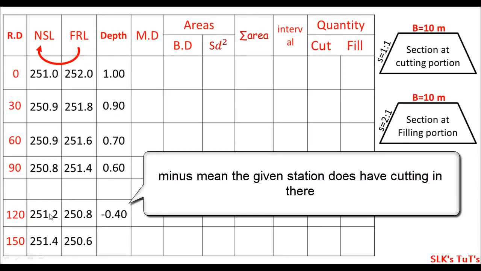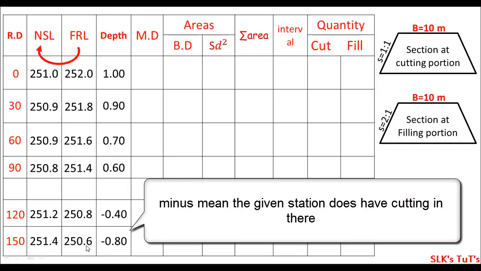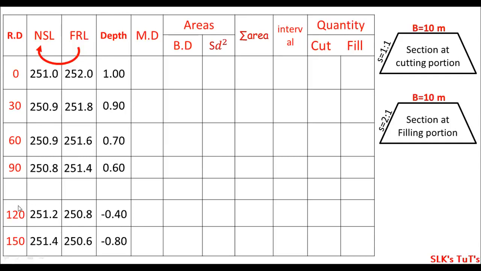This means here at this section we have cutting, and the above stations are in filling. Alright. And again this one, 20.6 minus 21.4 is minus 0.8. So these two stations contain cutting.